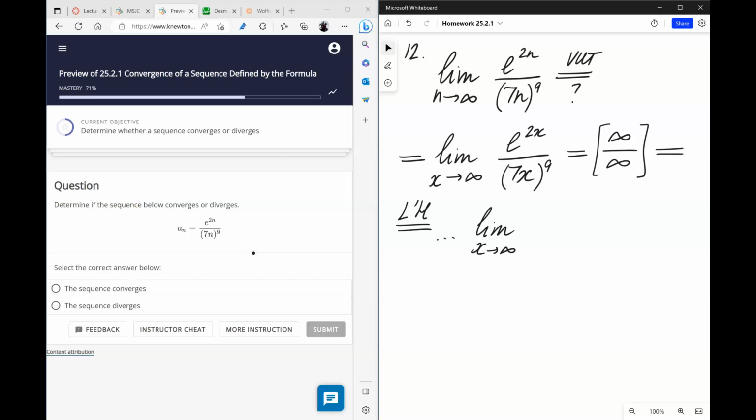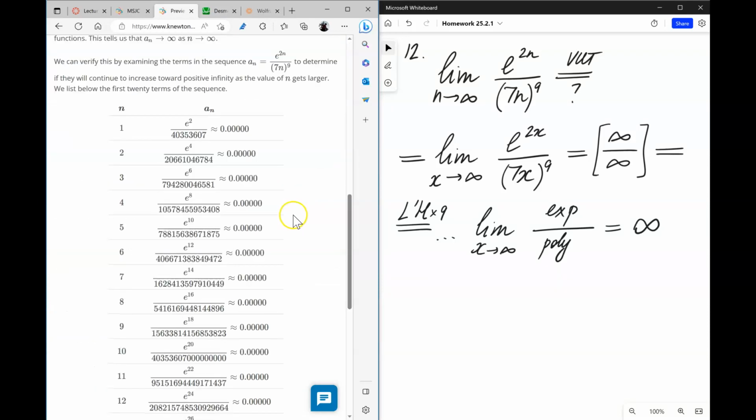In the numerator we have an exponential function, and if I keep taking derivatives of it, I will keep getting an exponential function. But after using L'Hopital's rule 9 times, the denominator, since it is a polynomial, will become a constant. And eventually it's just going to be infinity. But the truth is that exponential functions grow much faster than polynomials. So when you take an exponential function and divide it by a polynomial, the answer is still infinity. So this sequence is said to diverge.